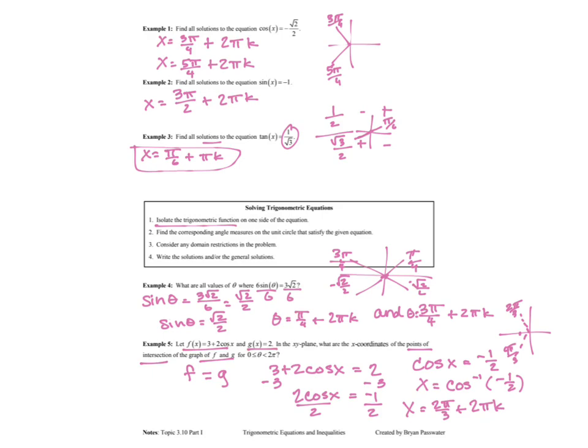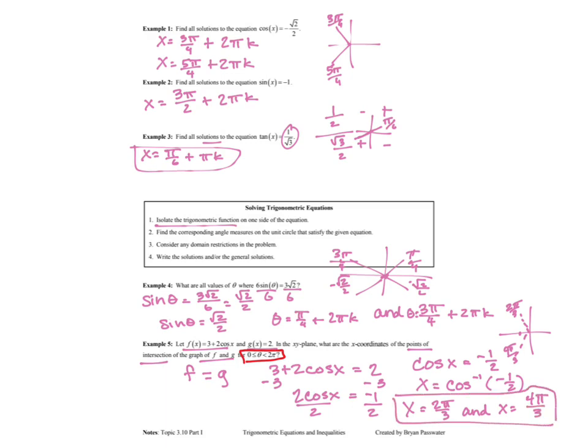Oh, look. Grace knows things. Look at here. Only on the interval from 0 to 2 pi. So we actually don't have to say this part about plus 2 pi k. x equals 2 pi over 3 and x equals 4 pi over 3.